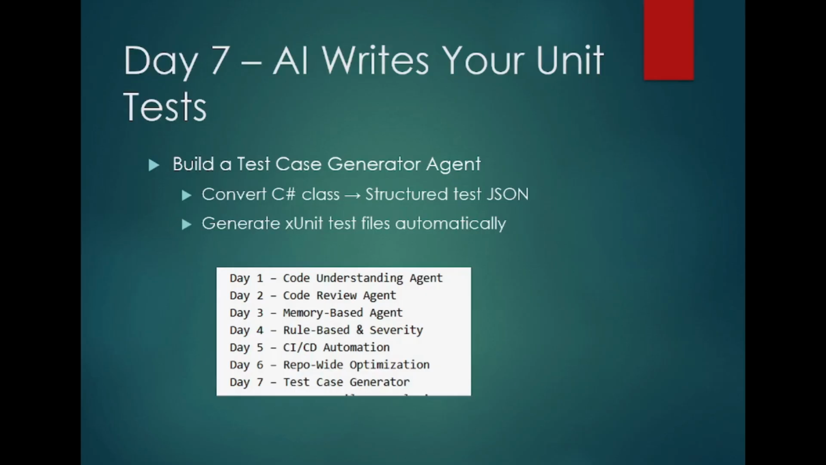Earlier we were doing one file, two files, giving a gist of how to use agentic AI in code review or code understanding. But now the developers or the team working on a project have a specific repo structure, right? That is in either Git or TFS or VSS or SVN. So the repo-wise optimization you will get in day 6. Now we are in day 7.